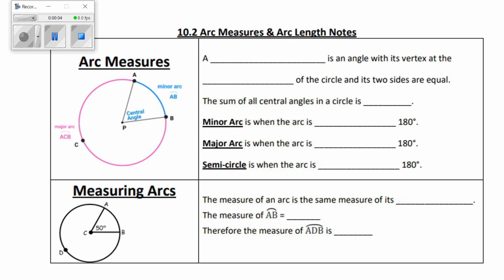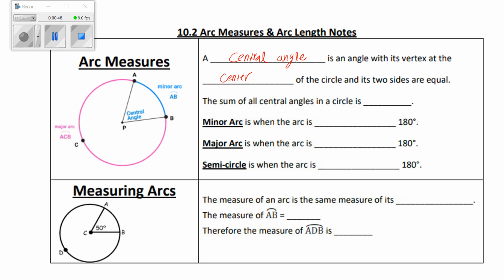So today we're going to be doing 10.2, arc measure and arc length. To get right into it with some of these definitions, a central angle is an angle with its vertex at the center of the circle and its two sides are equal. So central angle, vertex is at the center of the circle, kind of makes sense on the name. But a good piece of information on that is that the two sides are equal. That can actually be very important later on.